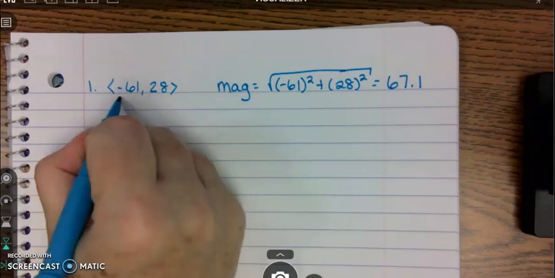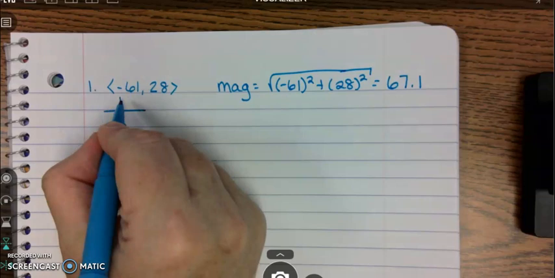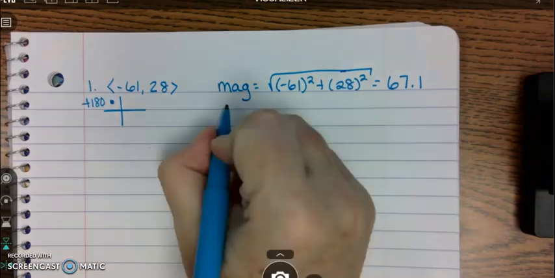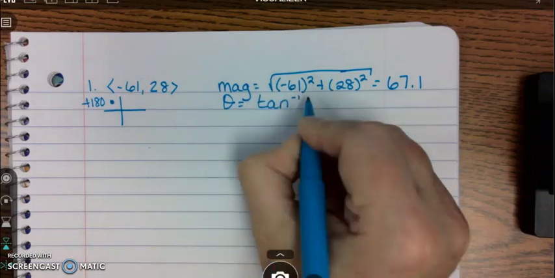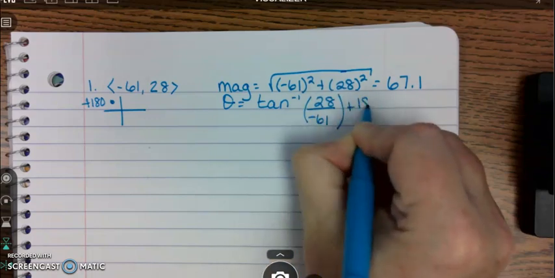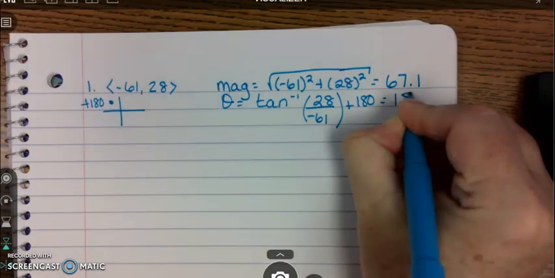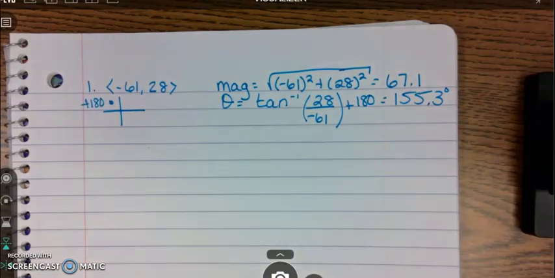Now we want to graph this because we've got to remember what quadrant we're in. We're in negative, positive, so we're right here, and we're going to add 180 to our angle measure. So theta is inverse tangent of y over x, plus 180. Inverse tangent of 28 divided by -61, plus 180. I get 155.3 degrees. That was fun.